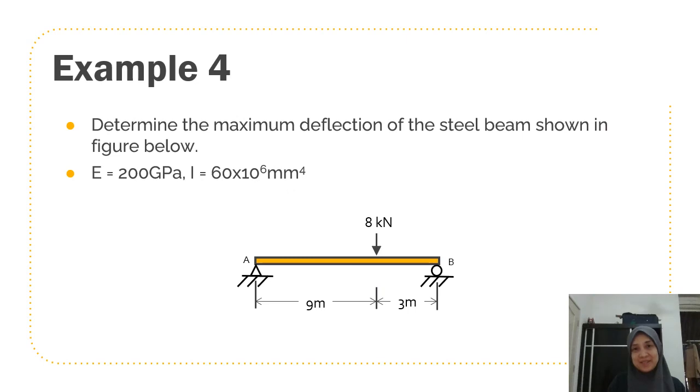Finally, in this last example, you are asked to find the maximum deflection of the steel beam shown in the figure. If your structure is symmetrical, usually the maximum deflection is at the middle or at a known point. But like this, your structure is not symmetrical: your load is 9 meters away from point A and point B is 3 meters away. So you don't know where the maximum deflection is.